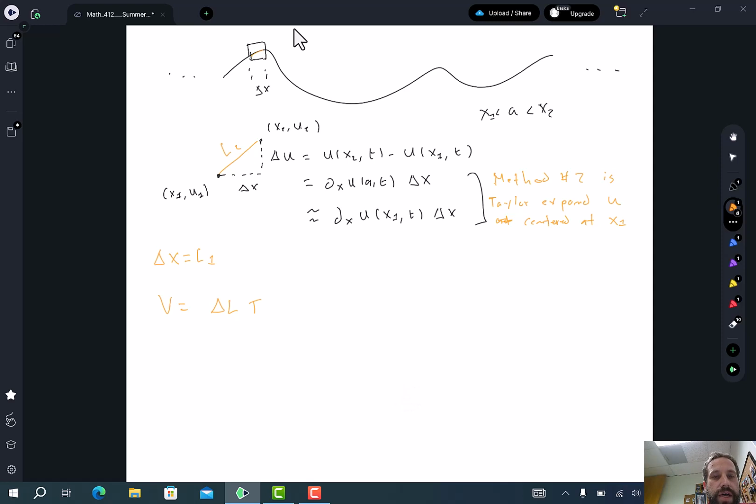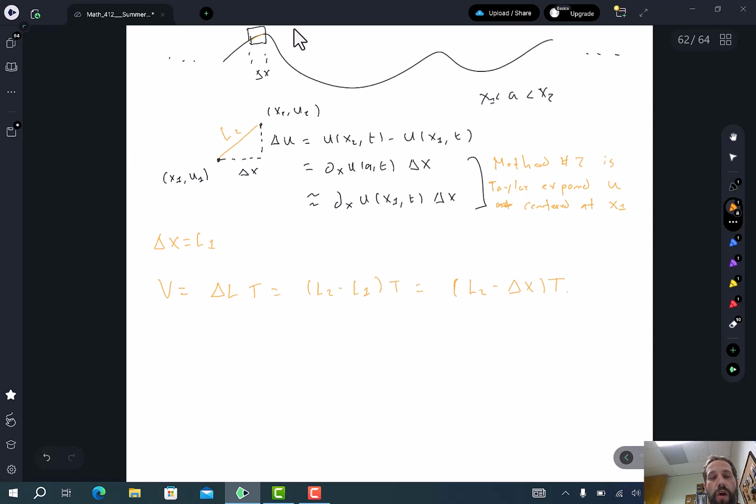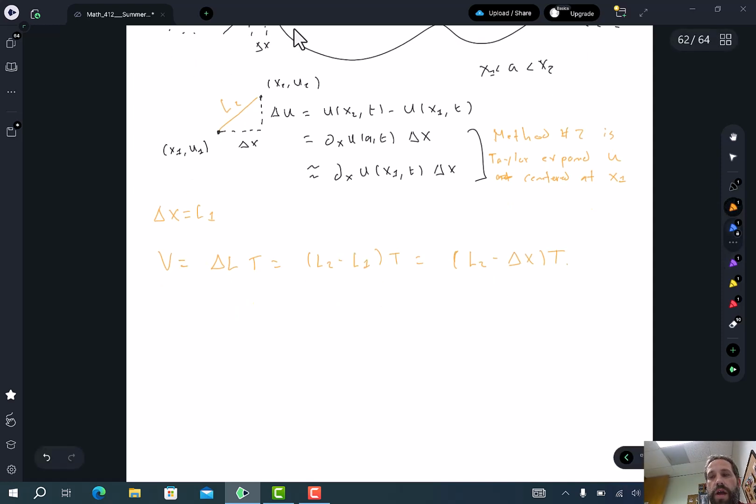What is delta L? Delta L is equal to L2 minus L1, times T, which is just L2 minus delta x, times T. Let's approximate delta L. L is equal to the following, just by the Pythagorean theorem: it's going to be the square root of delta x squared plus delta u squared.